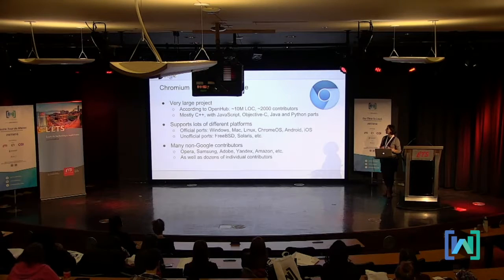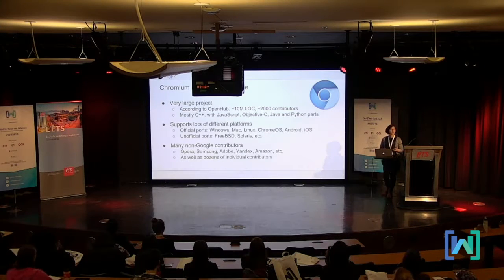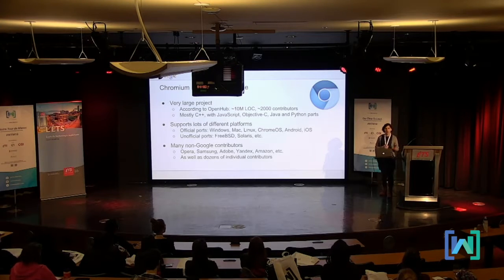Let's look more closely at the scale of Chromium. It's a really huge code base. According to the OpenHub website, this project has around 10 million lines of code and around 2,000 contributors. It is mostly written in C++, but some parts are written in other languages. And it is available for all platforms. I should mention that other third parties contribute to Chromium, and there are also a lot of individual enthusiasts who contribute to Chromium. And you can be one of them.